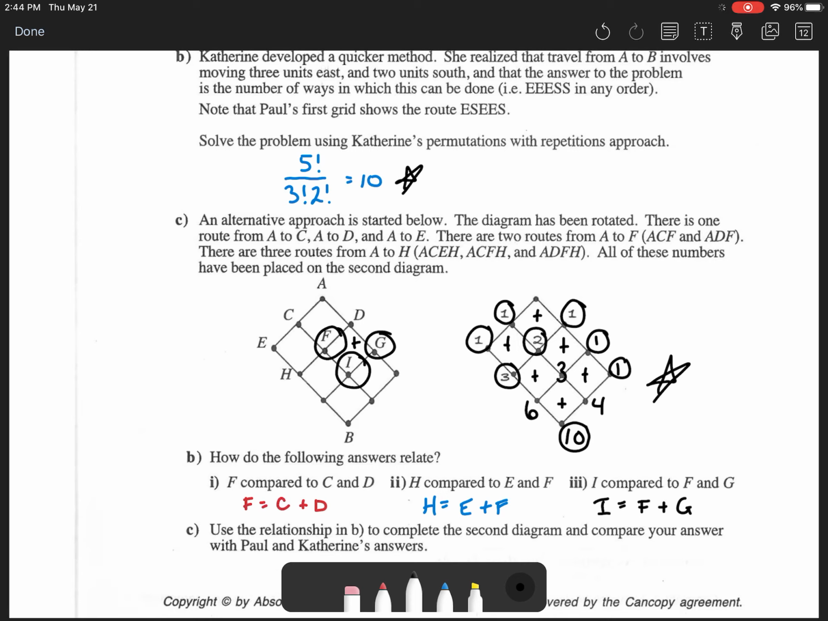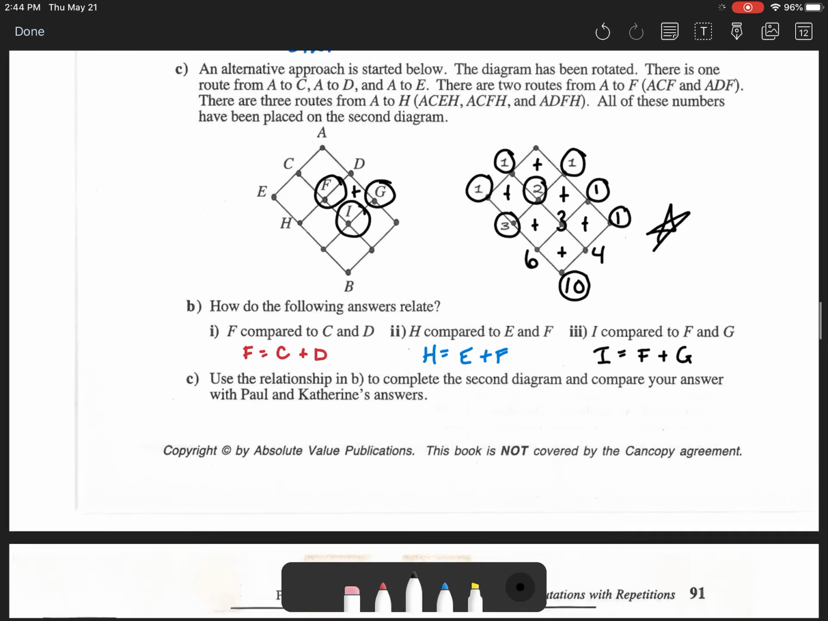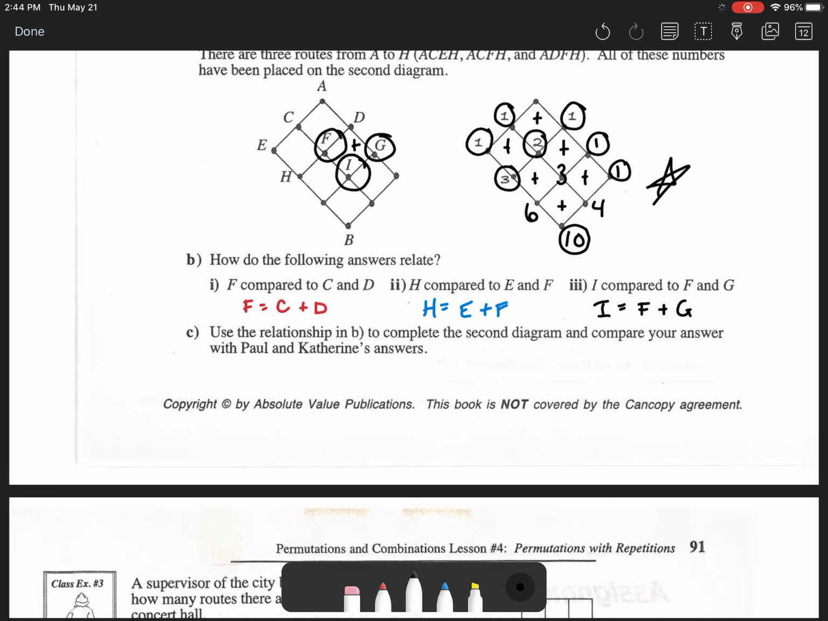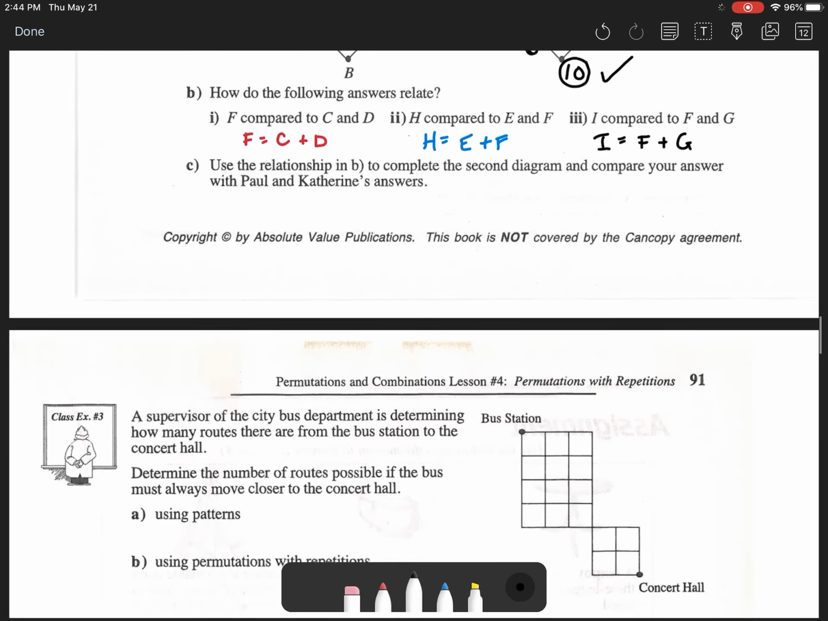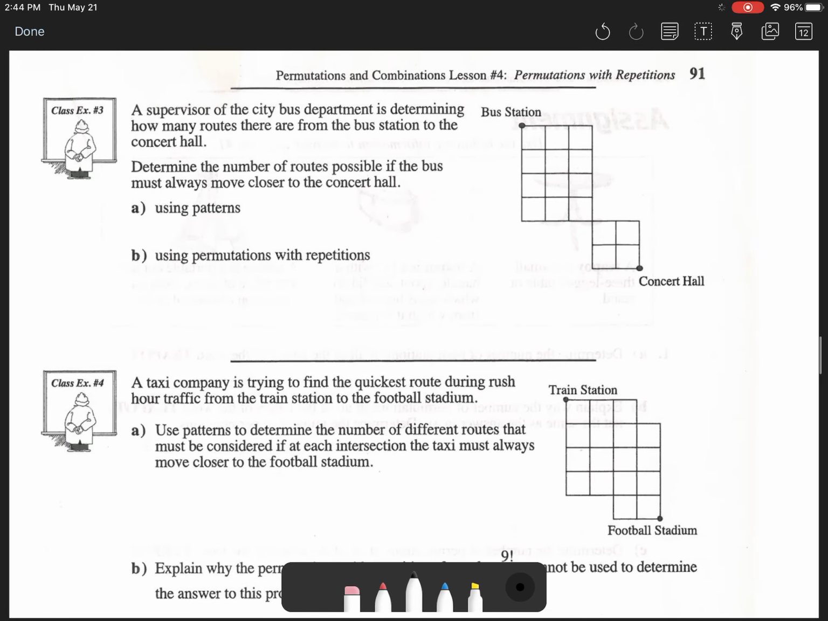But for what you guys need to know now, I will show you exactly what you need and what you do not need as we move through the examples on the next page. And actually, I just missed at the bottom of here. It says, use the relationship to complete the second diagram and compare your answers. Well, that's what I did right here, getting 10 and comparing it to the calculation above, which was exactly the same. So in class example 3, it reads like this.